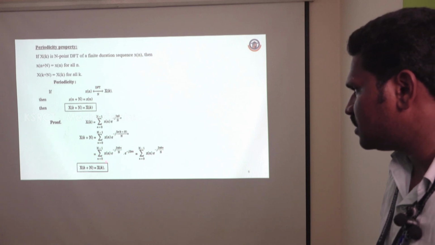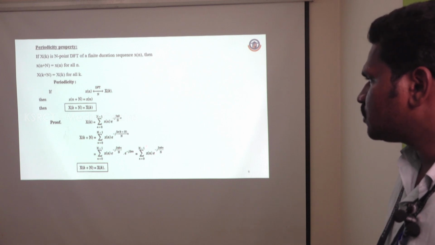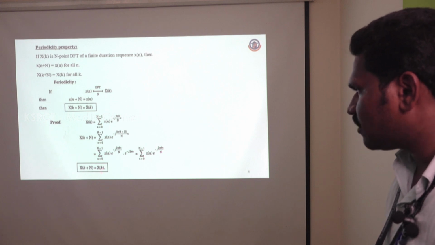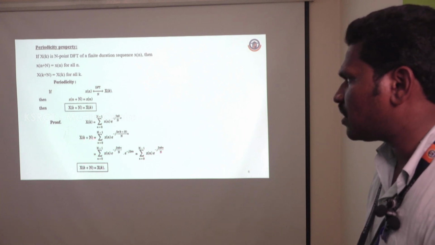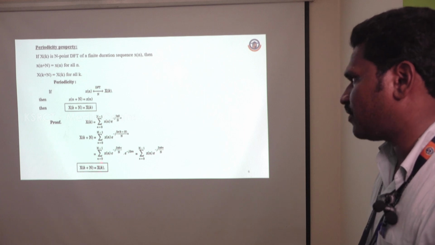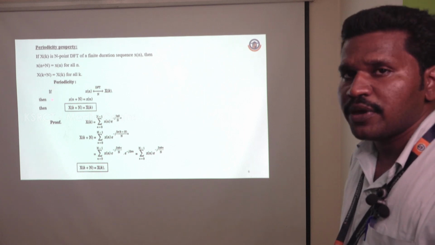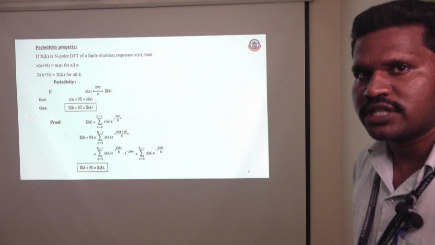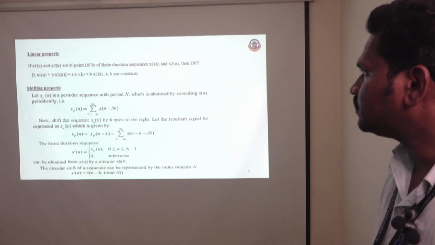Therefore, the coefficient part is retained, that is equal to the summation for n varying from 0 to N minus 1 of x of n e power minus j 2 pi k n divided by N, which is equivalent to X of k. So even if you add the number of samples, it is equivalent to X of k. Therefore, it satisfies the property of periodicity. The periodicity with the period of N samples is not changed for the discrete Fourier transform.